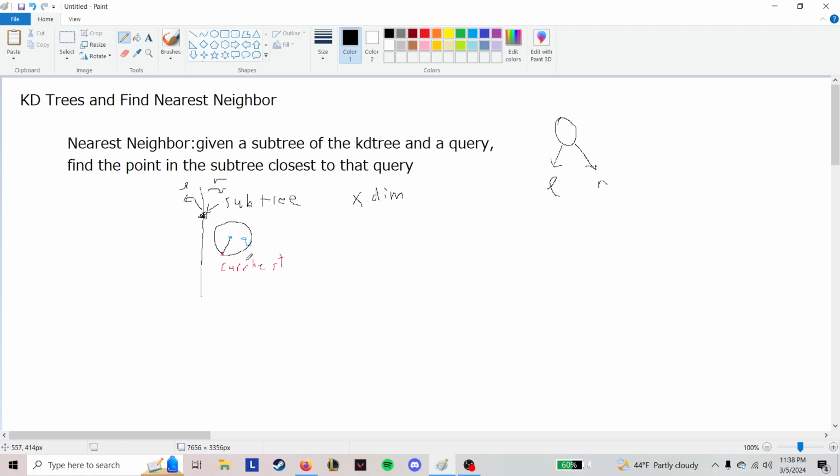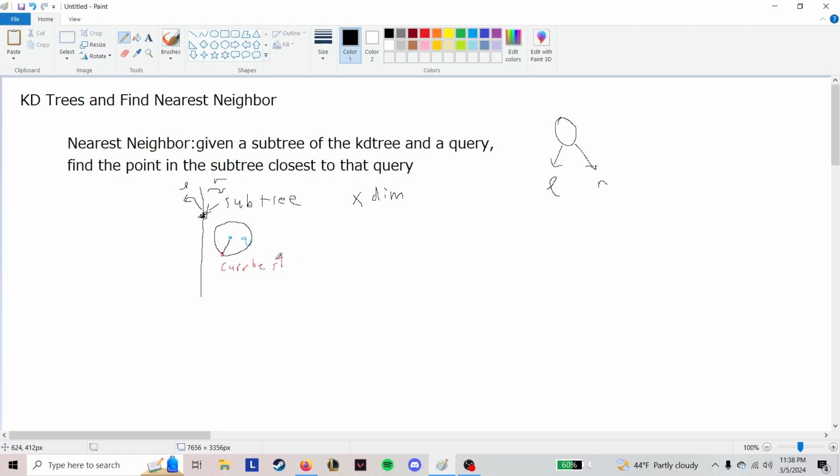Because if I have any other point, in order for it to be better than the current best, it has to lie inside this circle. In higher dimensions, you can imagine a ball, and it would have to lie inside that ball. But the point is, it has to have a smaller distance to the query than current best, which means it has to lie inside the circle.